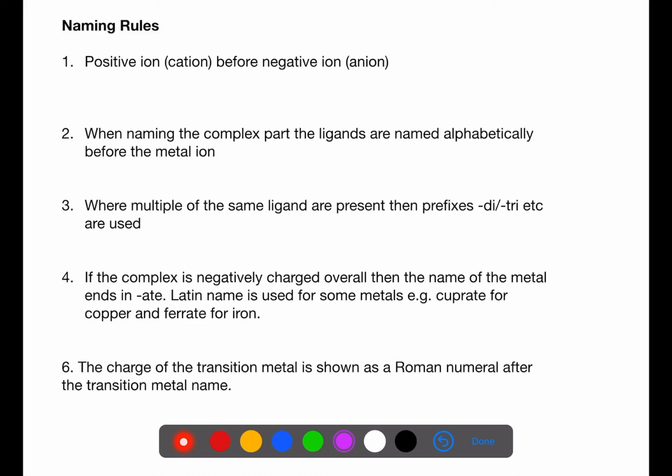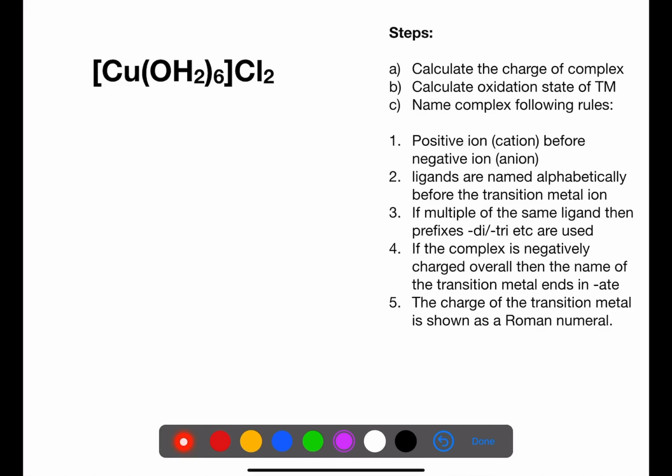Let's have a look at an example. Before we try to write out the name, we need to do some calculations first. We need to work out the charge of the complex. We can see here that we have two chloride anions as our counter ions. That means that we have a 2 negative charge here. So overall, the complex ion must be 2 positive. Water is neutral, therefore the copper itself must be 2 positive.